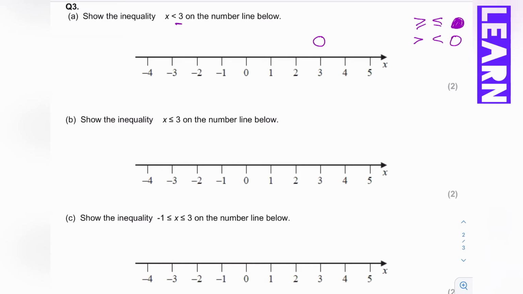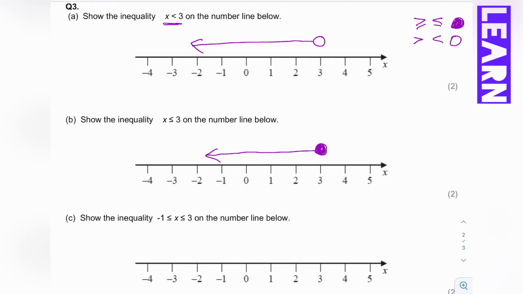And it says that x is smaller than 3. So now we just have to point our arrow in the direction where our values of x are less than 3. Part B is very similar, but this time because it's got the equals to sign, we need to colour in our circle. Again, it's values of x which are less than or equal to 3. So again we point our arrow to the left.